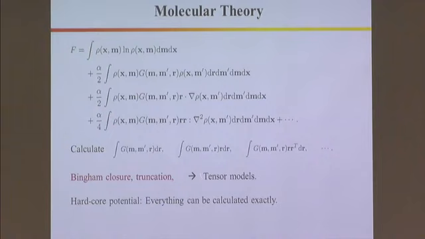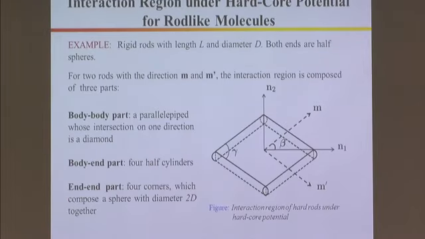So for the hardcore potential, everything could be calculated exactly. I will show you. For regular rods with length L and diameter D, both ends are half spheres. This is a little bit different from the original Onsager paper. For two rods with orientations m and m prime, the interaction region is composed of three parts. One part we call the body-to-body part. The body-to-body part is like this region. Another is the body-end part, the end part.